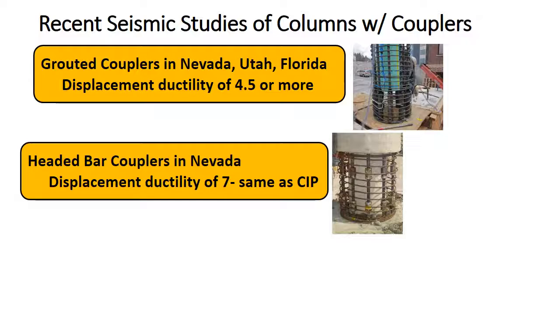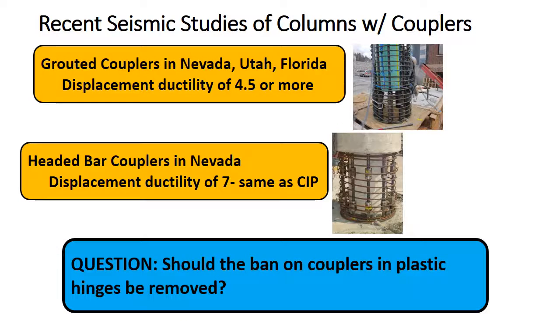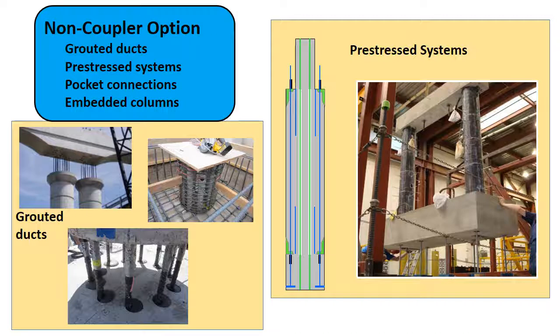The study at the University of Nevada, Reno on columns with headed bar couplers has shown that we are able to accomplish a displacement ductility of 7, and the column performance was the same as that of conventional cast-in-place construction, meaning essentially no change in the behavior, no compromise in ductility. With grouted couplers, there was some reduction in ductility. These data put into question whether we should continue to ban couplers in plastic hinges. There are people who are trying to answer that, including some of the work that I am doing.